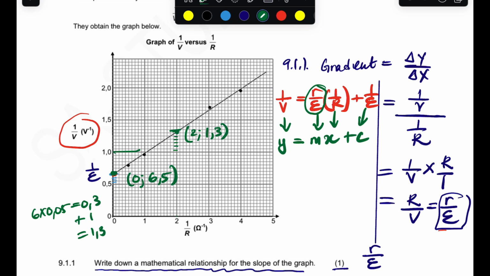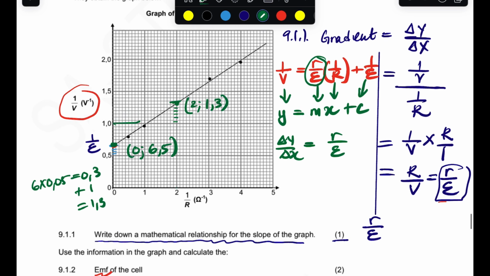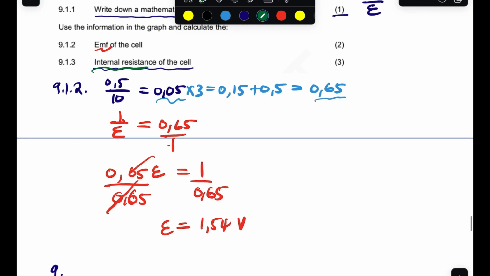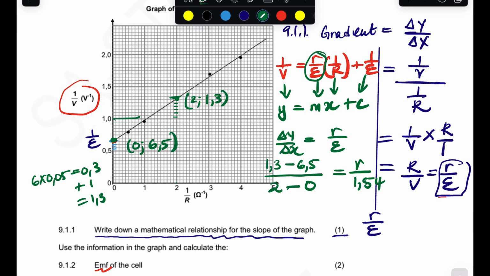So I'm going to say the gradient, which is change in Y over change in X, is equal to R over E. Guys, I'm doing the last question, finding the internal resistance. So the change in Y over change in X, I will say 1.3 minus 6.5 divided by 2 minus 0 is equal to the R that I want, and the EMF, it's 1.54. Where's the 1.54 I get from? This is that.